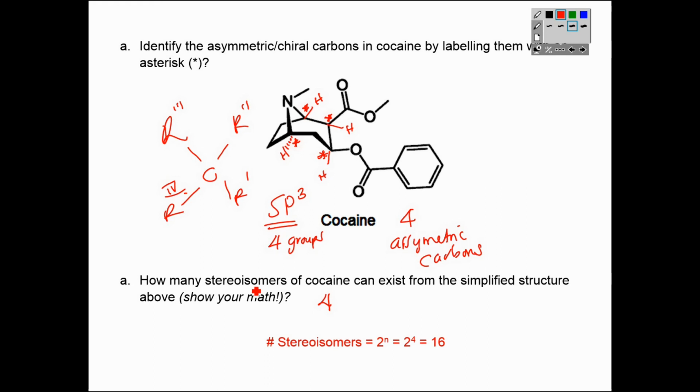To get the number of stereoisomers possible that can be drawn from this molecule structure of cocaine, the formula you use is 2 to the power n, where n is the number of asymmetric centers that you have. Like in this example we got 4, so it's 2 to the power 4. The answer is 16 possible ways of drawing this structure using dashes and wedges.